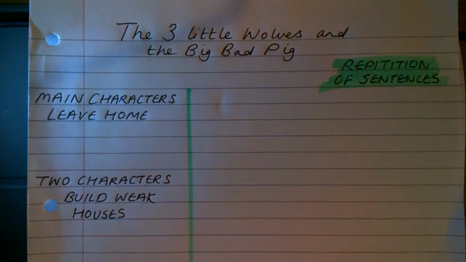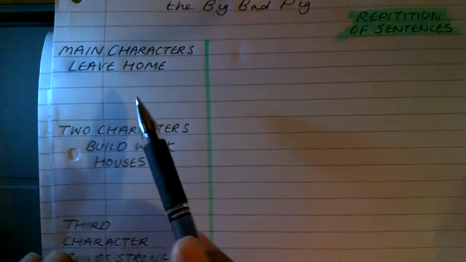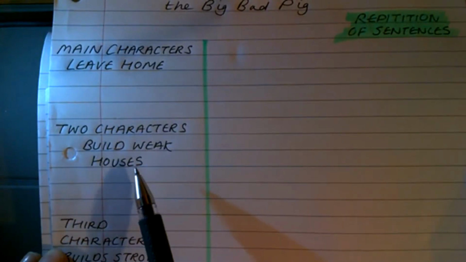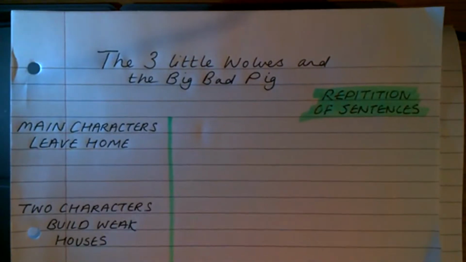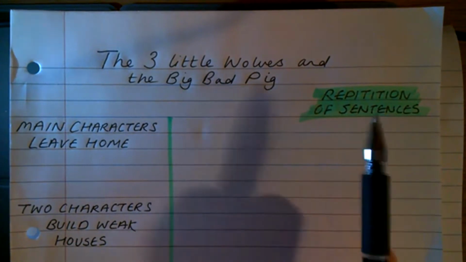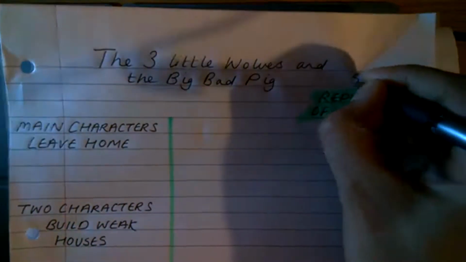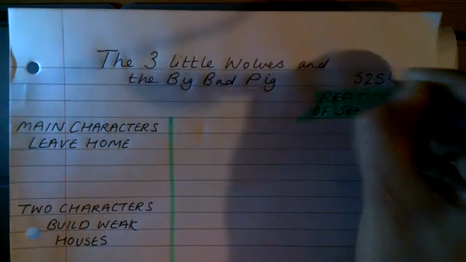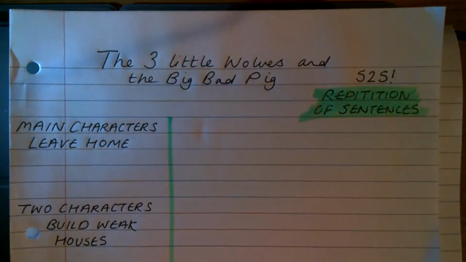Now I've done in sections what I need in my first paragraph. So I've got main characters leave home, 2 characters build weak house, and a 3rd character builds a strong house. And just so I remember, I've written repetition of sentences. So I've got to get that in. That's my step to success today. I'm just going to write that there so I remember.